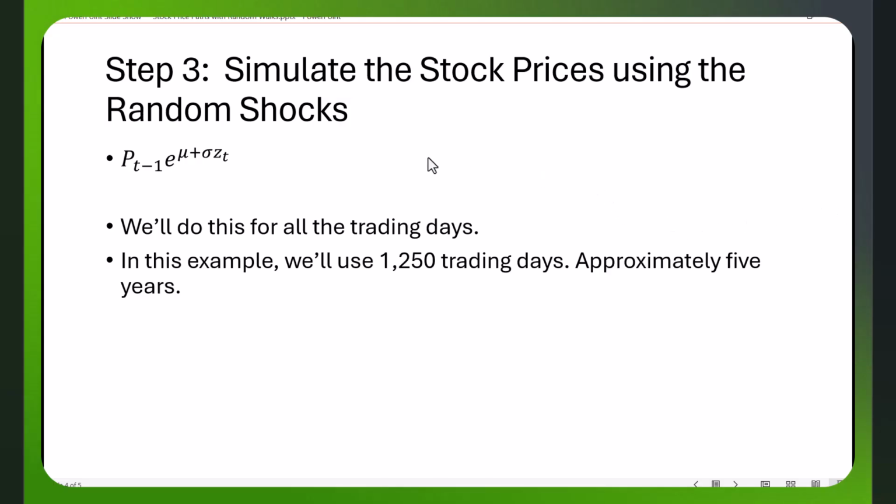Then we're going to simulate the stock price with that formula. We know that the price today, or the price in time period t, is the price of the previous period times the exponential raised to the mu plus sigma Zt power. And we'll do this for all the trading days. We're going to assume that we're going to do it for 1,250 trading days. So that's approximately 5 years. But of course, you could do more or less years as you see fit.